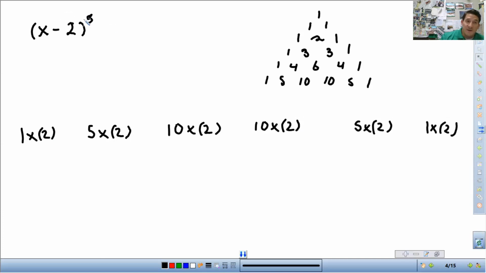Exponents, so it's the fifth power. The x's are going to start at 5 and then count down: 4, 3, 2, 1, 0. And then the 2 is going to start at 0 and count up. The exponents on the 2, I should say.